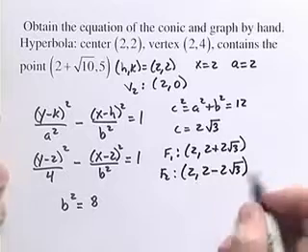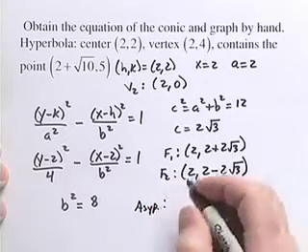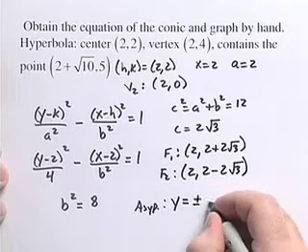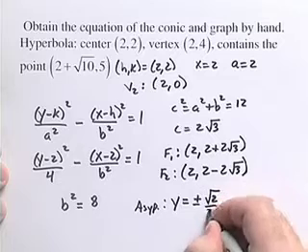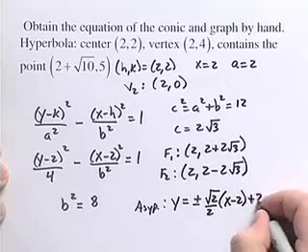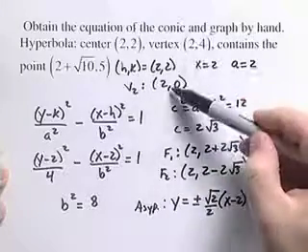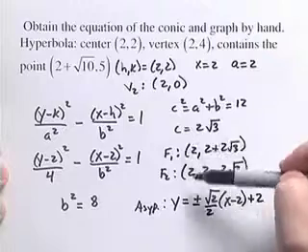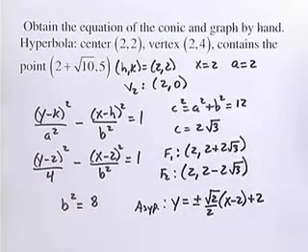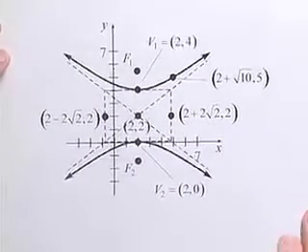The asymptotes are going to be given by the equations y equals plus or minus the square root of 2 over 2 times (x − 2), and then plus 2. So we have our center, we have our 2 vertices, we have our 2 foci, and we have our asymptotes. Using all this information, we can go ahead and sketch a graph. If we do that, our graph will look something like this.